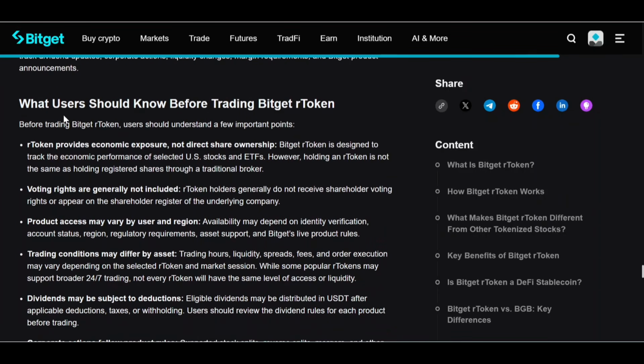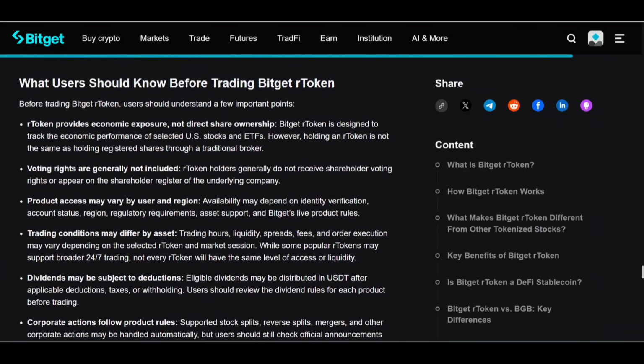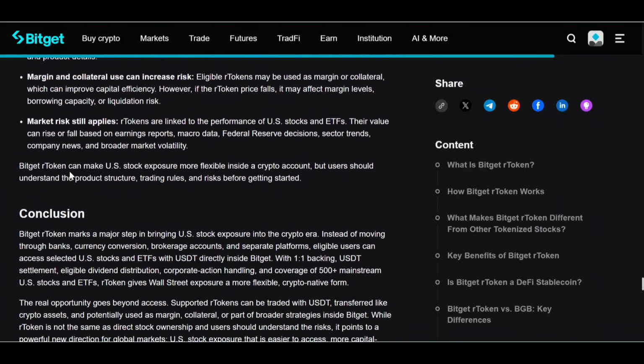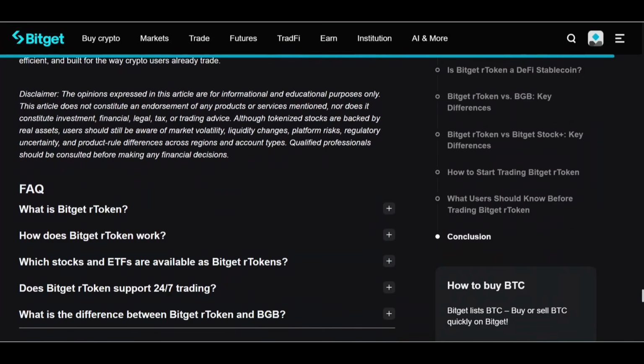So it says here what users should know before trading Bitget rToken. For those who need to know any of the nuances of things before you go ahead and start trading, you can look at all of that. And yeah, we'll move on now.